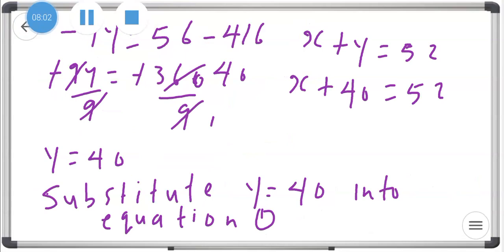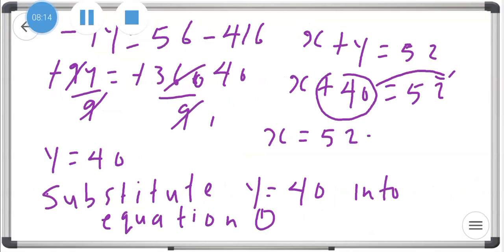So from here, we can collect the like terms. Let's take our plus 40 to the other side, so we'll be having x equals 52 minus 40. That will give us 12. x equals 12. So after solving, we got y equals 40 and x equals 12.